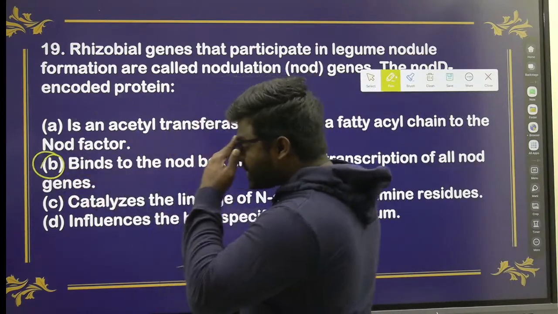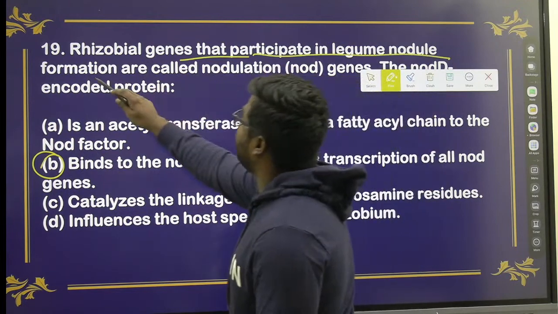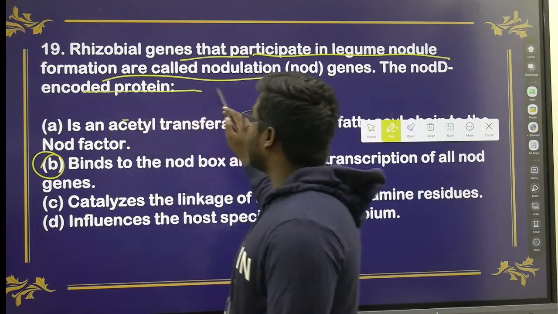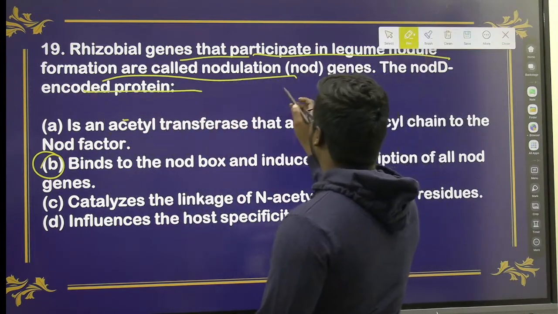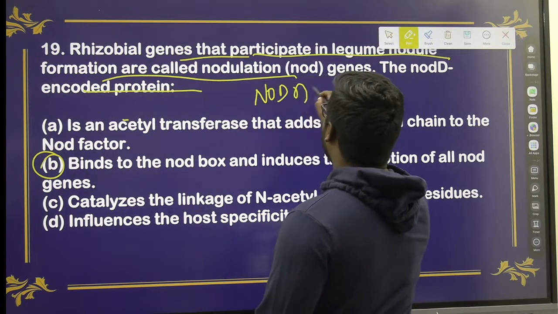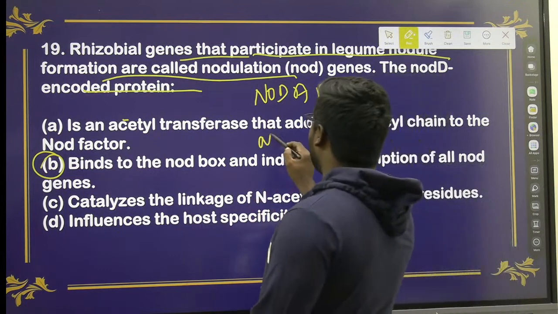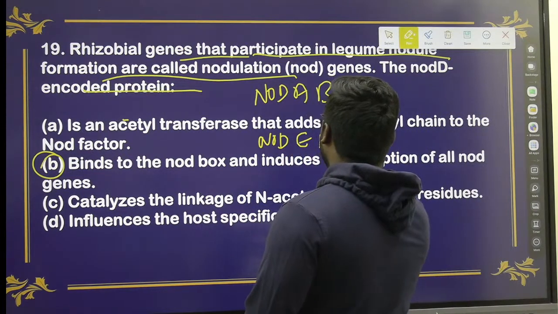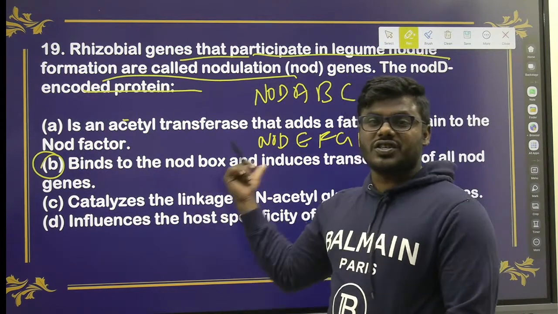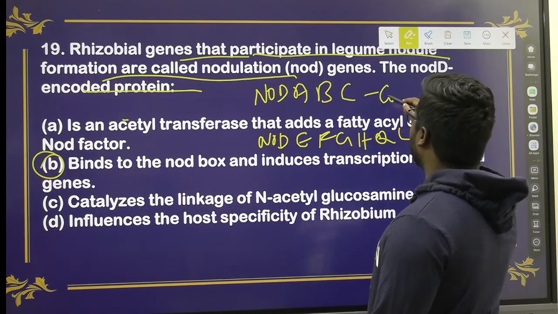What's the question they asked? Rhizobial genes that participate in legume nodule formation are called NOD genes. The NOD D encoded protein. I hope all of you quickly recall. There are two types of genes. NOD A, B, C we call common NOD genes. And NOD E, F, G, H, Q, L are other genes; we can call them host-specific NOD genes.